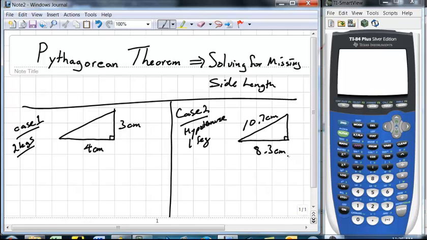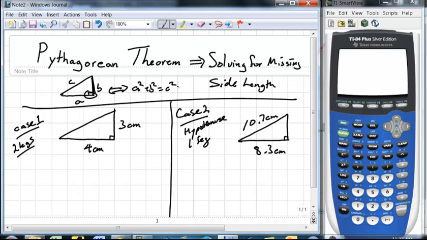Remember, the Pythagorean Theorem says that if we have a right triangle with sides length A, B, and C, where C is the hypotenuse, then this is a right triangle if and only if A squared plus B squared equals C squared. And we can use this, if we know any two sides, to solve for the third side. So let's have you try this one. Try case one and see if you can solve for this missing side length. Go ahead and solve it, and then come back when you're done.